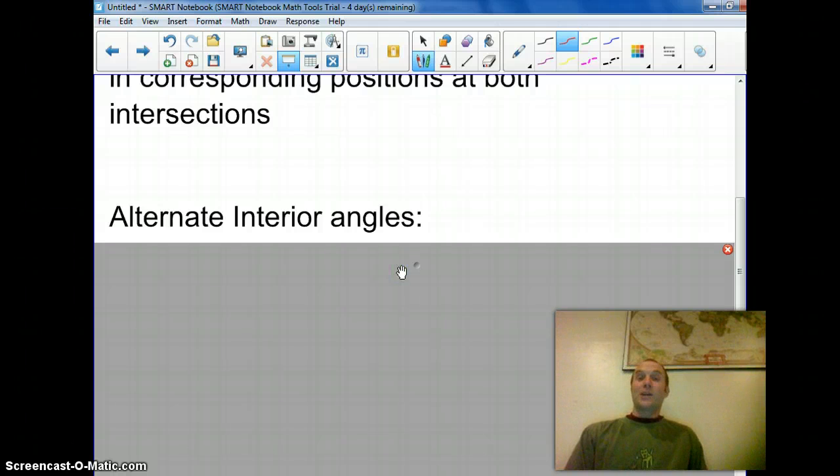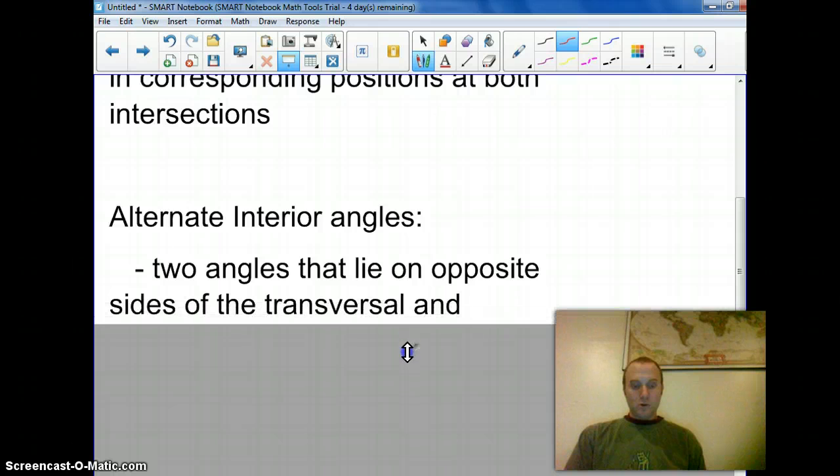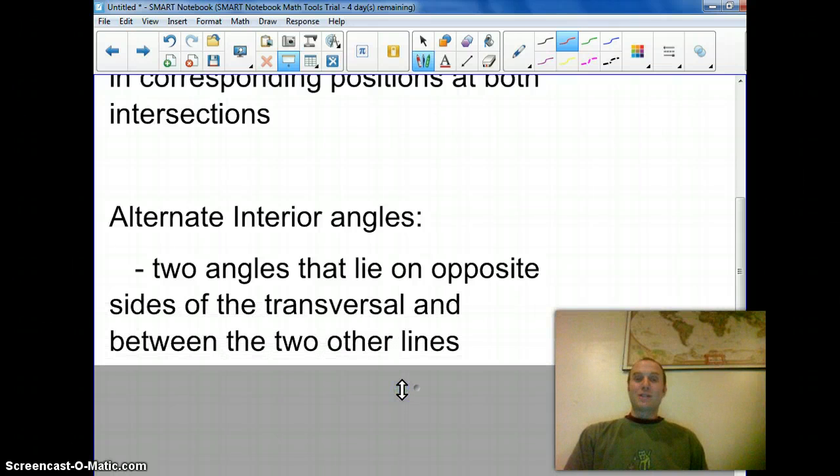Next, we've got alternate interior angles. Alternate interior angles are two angles that lie on opposite sides of the transversal and between the two other lines. So you notice the word interior means inside. The word alternate means opposite sides.